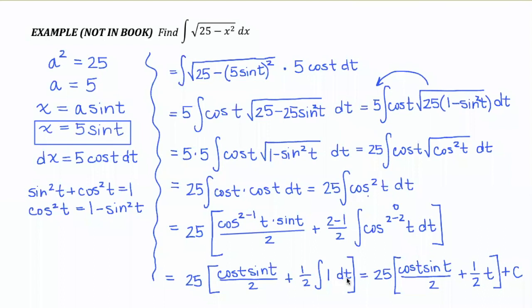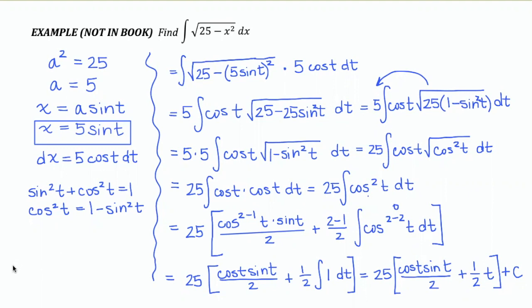The integral of 1 dt will just become t, and I, of course, have that constant 1/2 in front. Now my integral is gone, so I have integrated my expression. The only trouble with it is that it has all these t's sitting here, and we want it in terms of x and not t.